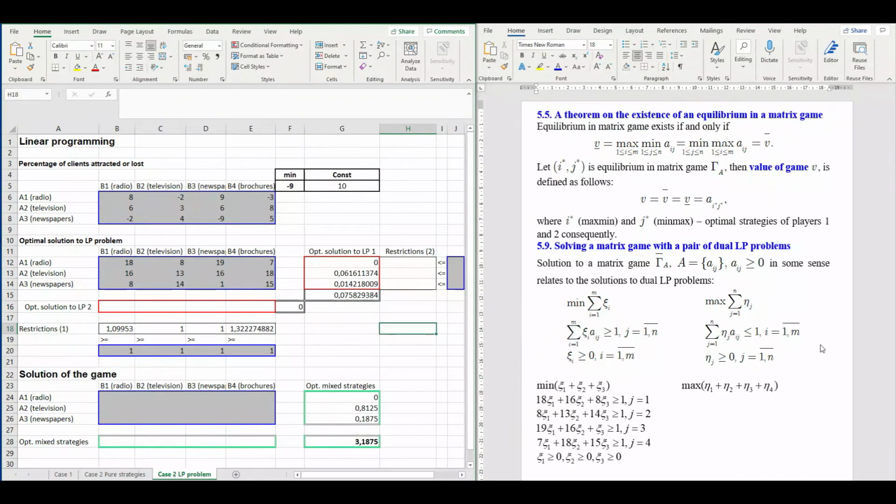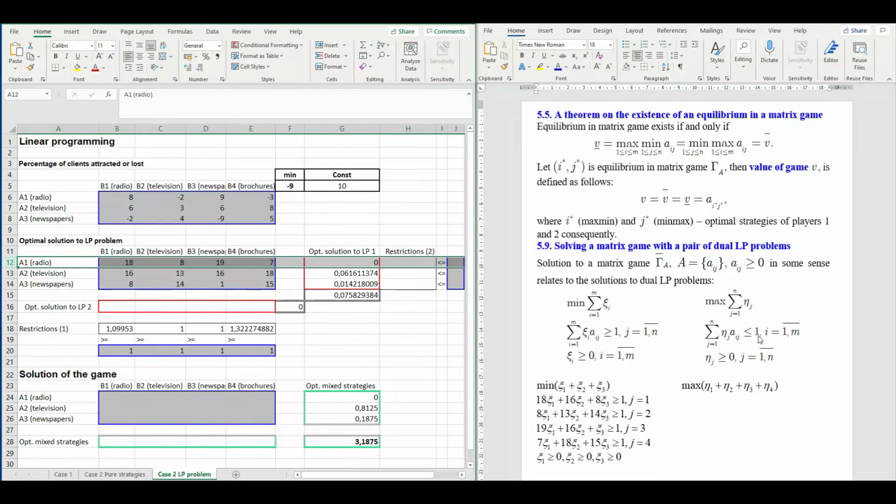Let's consider the restrictions. We should consider a restriction for each pure strategy of the first player, and there are 3 pure strategies of the first player, and therefore it will be 3 restrictions for our linear programming problem. If we consider the first pure strategy of the first player, it is the first row of our table, and as a result the left hand side of the first restriction will be 18 times eta1 plus 8 times eta2 plus 19 times eta3 plus 7 times eta4, and this should be less or equal to unit.